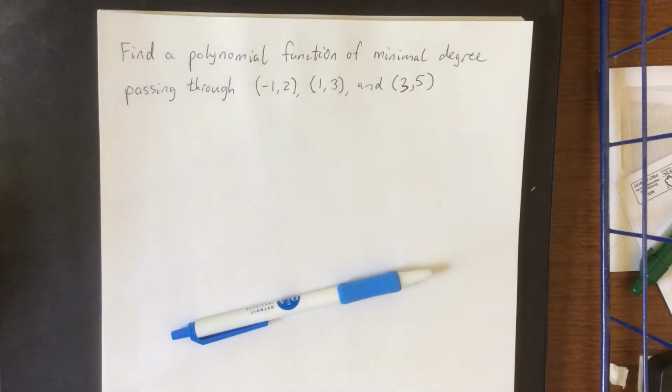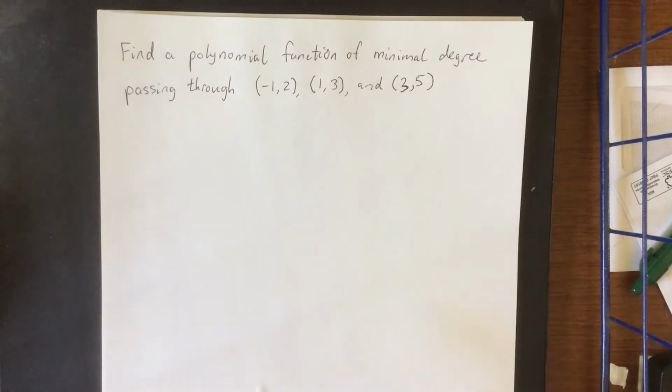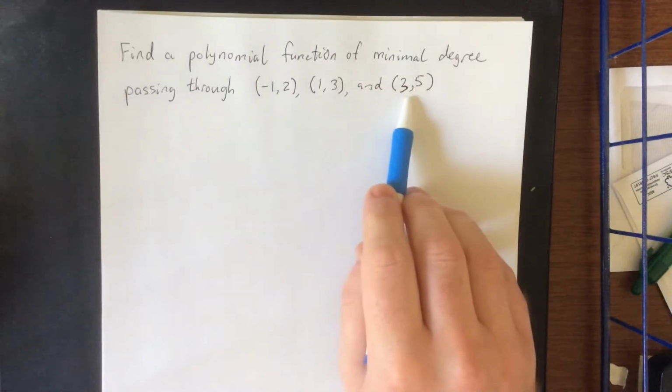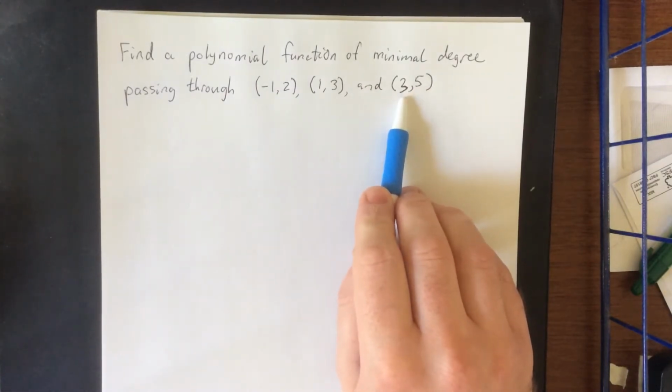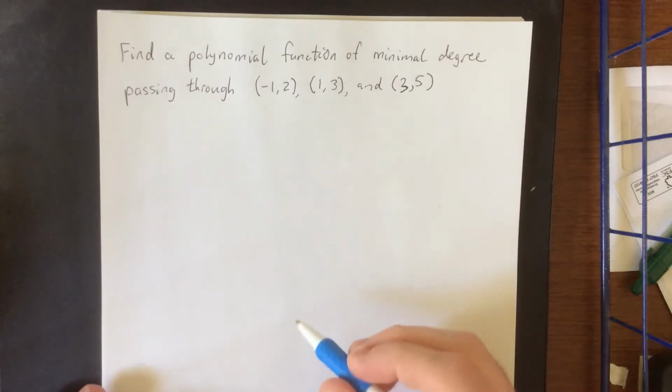In this example problem, we're going to be finding a polynomial function of minimal degree that passes through the following 3 points. This is (-1, 2), (1, 3), and (3, 5). It was a 2, and then I decided to edit it because, well, I do what I want.